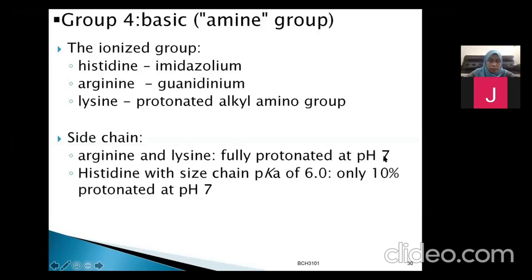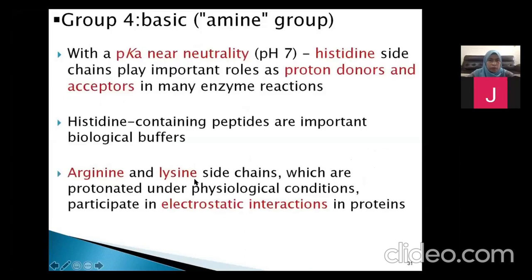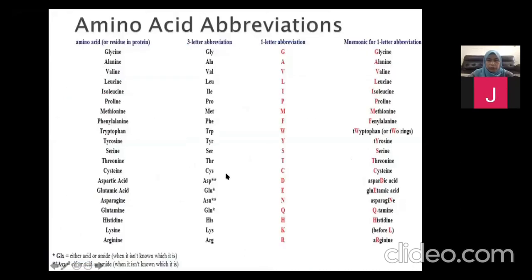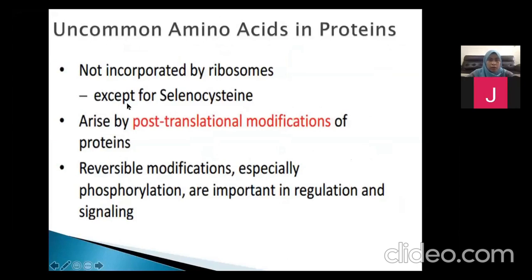we need to go back to the principle. If the pH is higher than the PI, the ionizable group becomes deprotonated. If the pH is lower than its PI, the ionizable group becomes protonated. So what else? This one we have discussed. So we go to common amino acid in protein.